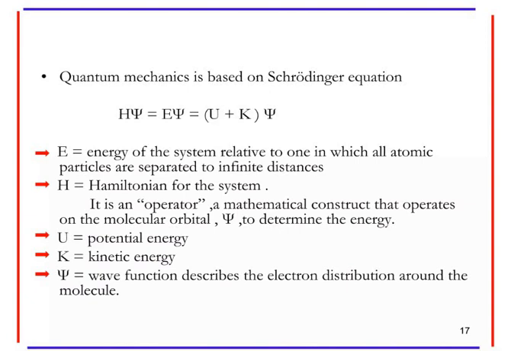Quantum mechanics is based on the Schrodinger equation, H psi = E psi, where H is U plus K. E is the energy of the system relative to one in which all atomic particles are separated to infinite distance. H is the Hamiltonian for the system, an operator, a mathematical construct that operates on the molecular orbital psi to determine the energy. U is the potential energy, K is the kinetic energy, and psi is the wave function describing the electron distribution around the molecule.